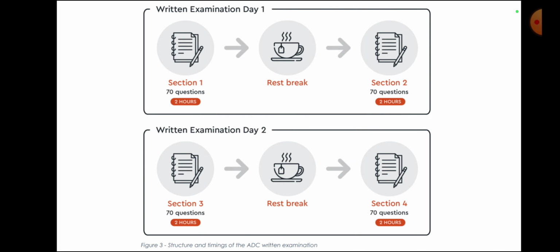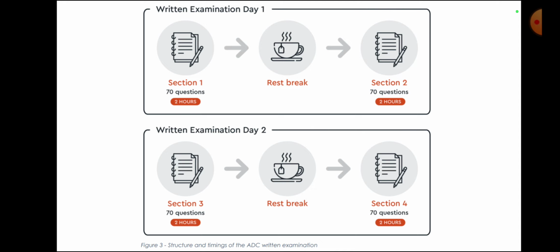Now, the structure and timings of the ADC written examination. First you should know how the ADC conducts the written examination. It is conducted over a period of 2 days, and each day you will have two exams. Let's consider the first day as section 1 and section 2, and the second day as section 3 and section 4. In each section, there will be 70 questions. These are all multiple choice questions, and they are scenario based.